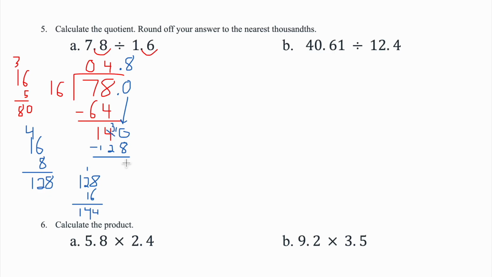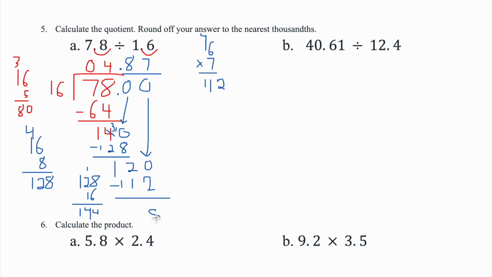Subtract. Borrow. Drop down another 0. So now I have 120. 8 was 128, so it's got to be less than 8. It's got to be 7. Okay, let's do 16 times 7. 6 times 7 is 42. 7 plus 4 is 11. So 112.